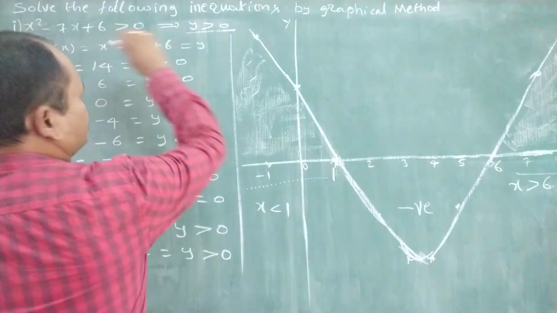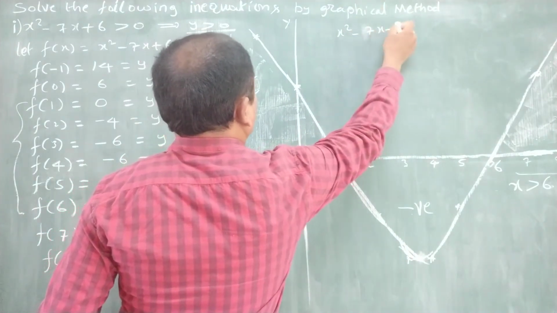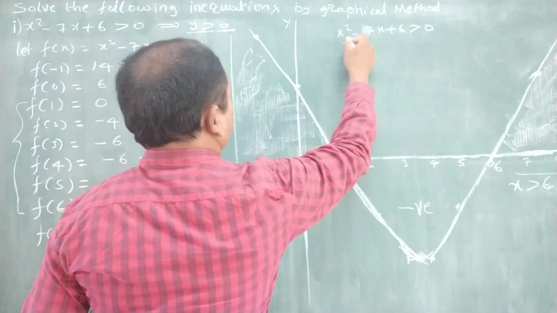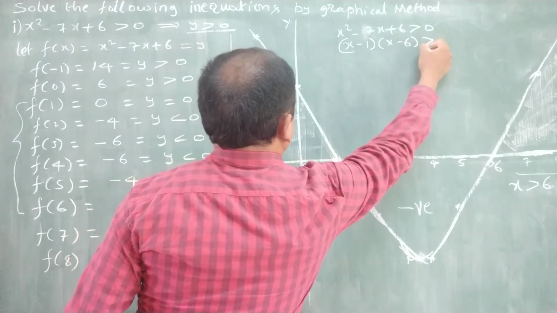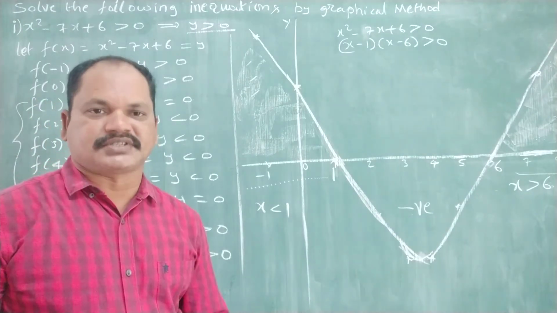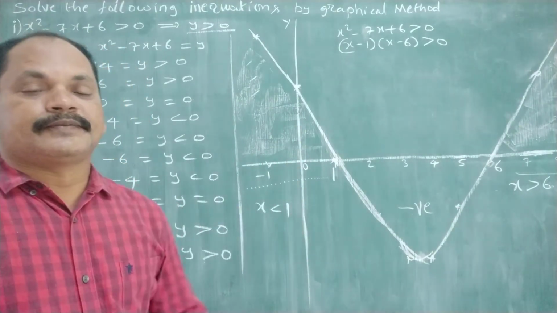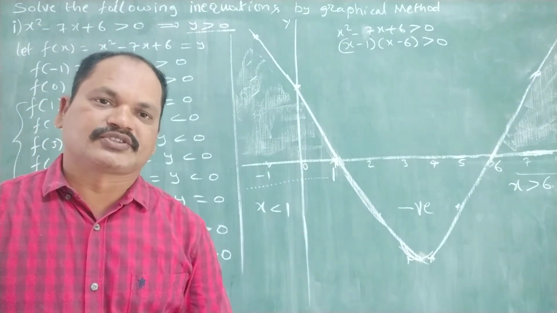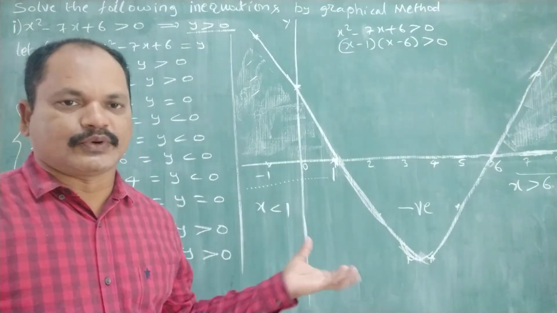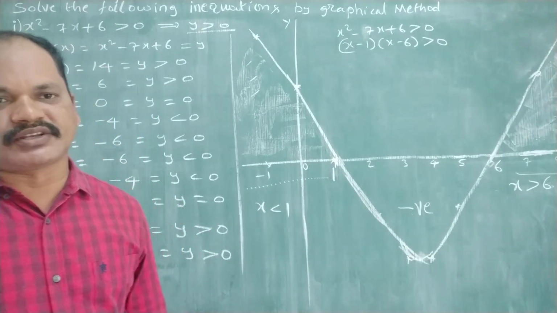Since from the given expression, x square minus 7x plus 6 greater than 0 means x minus 1 into x minus 6 greater than 0. So we know the concept, the intervals concept, intervals of inequations. The intervals of inequations concept is very important for this question. What is the concept?